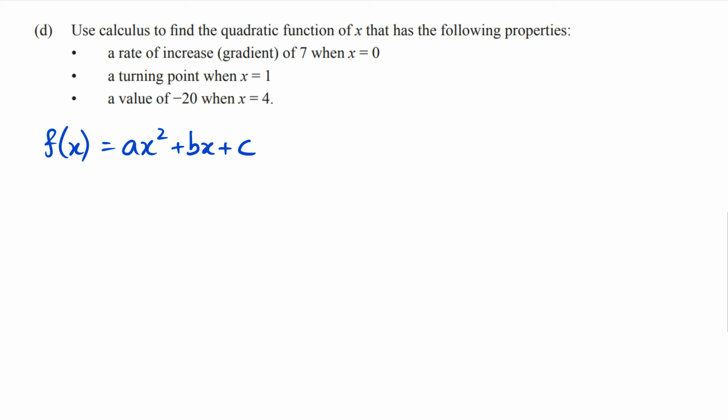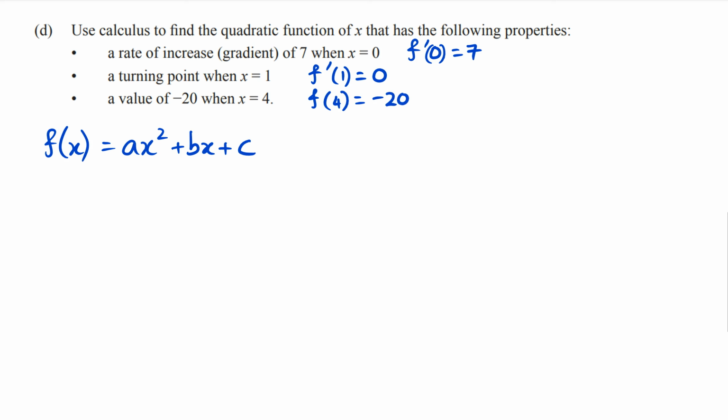Now, if you look at that first bullet point, it says that when x equals 0, it has a gradient of 7. So that means we know that f dash of 0 equals 7. Then it says a turning point when x equals 1. Turning point means it has a gradient of 0, so we can say f dash of 1 is equal to 0. And finally, it says a value of negative 20 when x equals 4, so we can say that f of 4 is equal to negative 20.